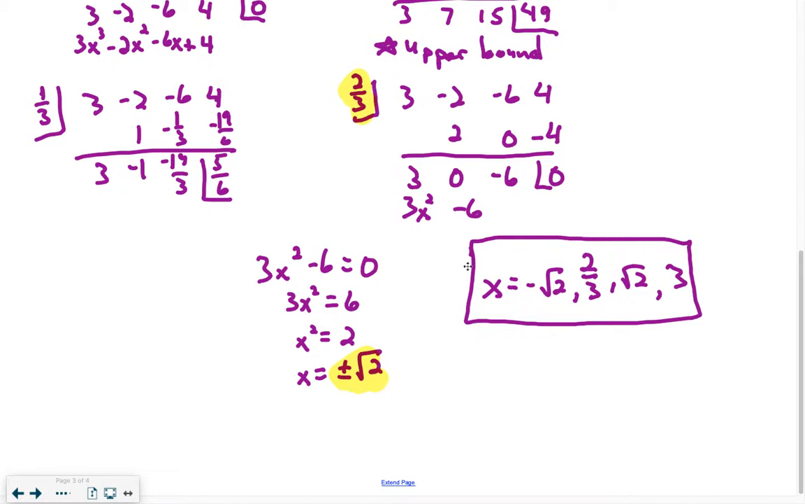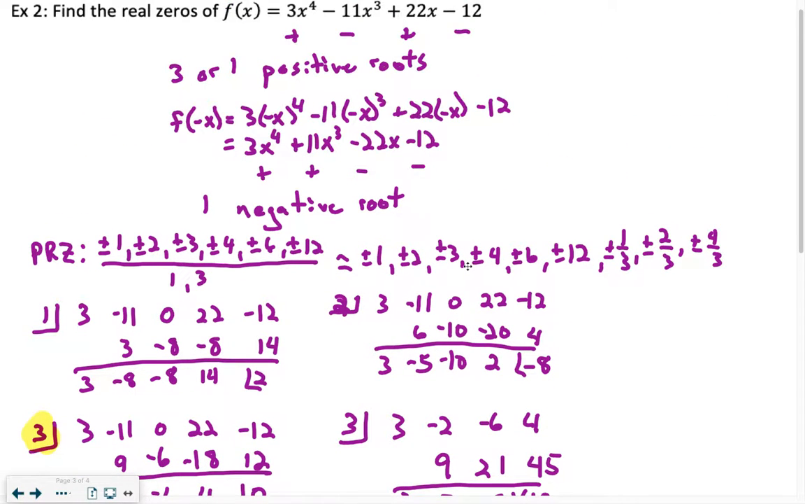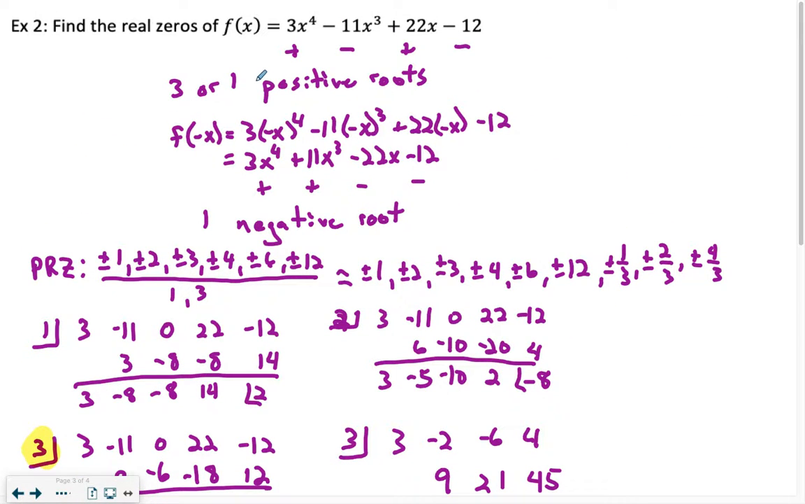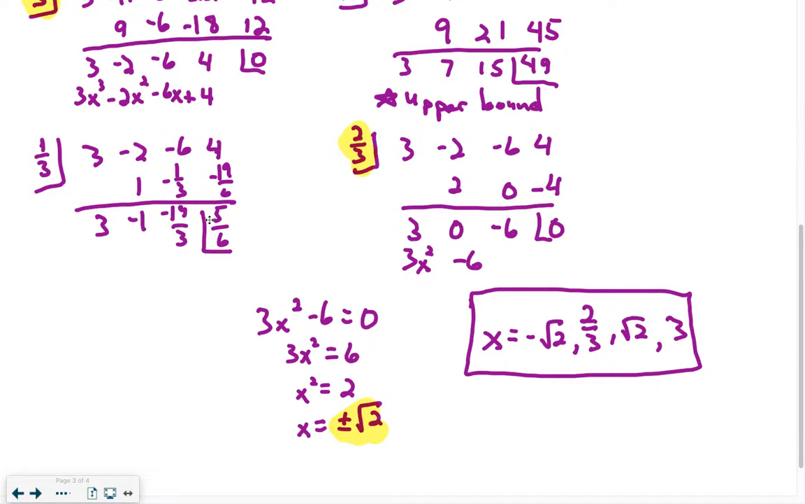Okay, and again, these are a decent amount of work. There is some guessing and checking involved. And again, if we look back at Descartes' rule of signs here, we ended up with 3 positive roots and 1 negative root. All right, let's do one more example here.